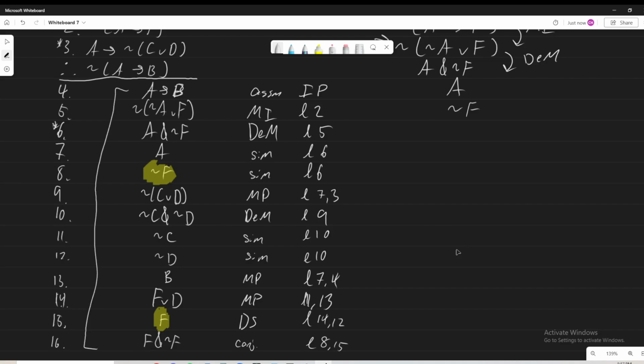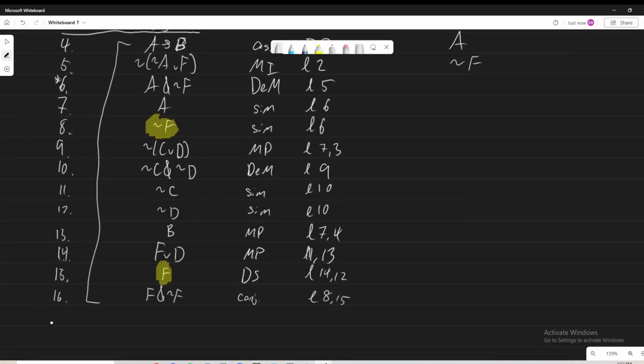So we'll bracket that off, make a little bit of space. Line 17, we write the opposite of what our assumption was. Our assumption in line 4 was if A, then B, the opposite of which is not if A, then B. We showed that using indirect proof on lines 4 through 16.